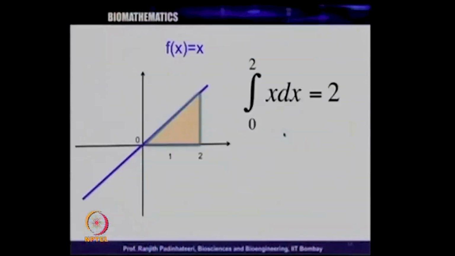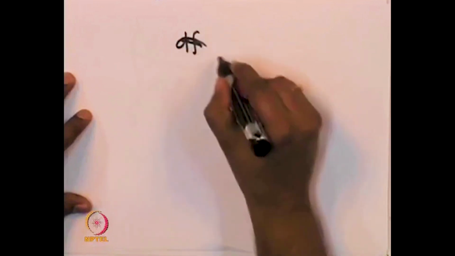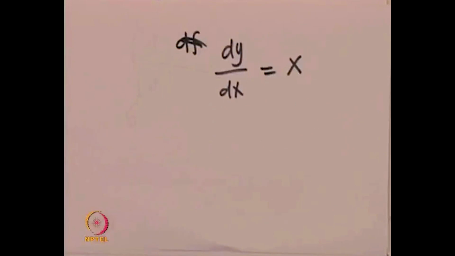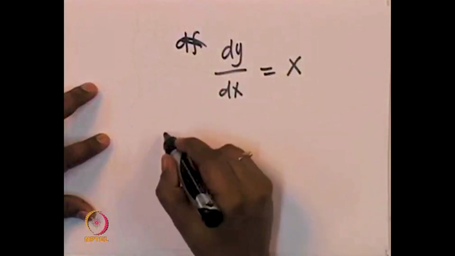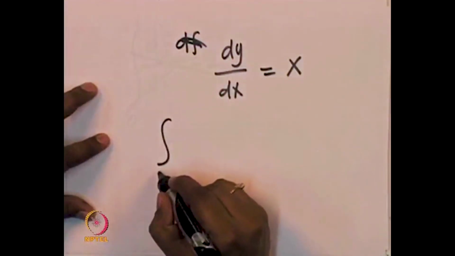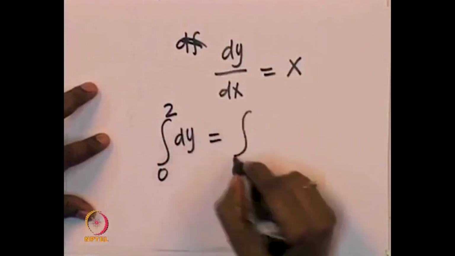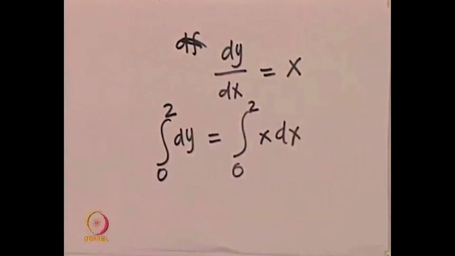Let us go back to this example here. We had this function f of x. Let us go to a new example, which is dy by dx equal to x. Now, you want to integrate this between 2 points 0 and 2. The integral of dy is equal to the integral between 0 and 2 of x dx. So, I can take this dx this way, x dx.